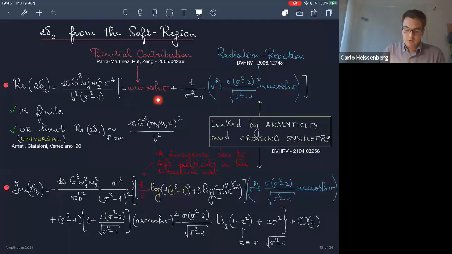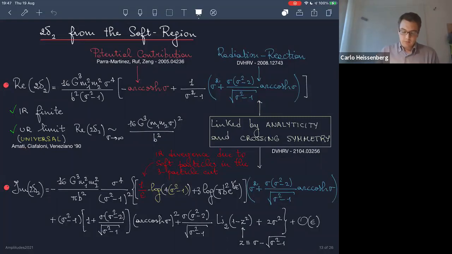And in fact, as also mentioned by Thibault, the interplay between these types of contributions is crucial in order to restore the agreement of this result with the high energy limit. In particular, the potential contributions alone will have a logarithmic enhancement with respect to the known universal ultra-relativistic limit, and instead the sum of the two precisely reproduces the agreement with the result. In particular, the result is by Amati, Ciafaloni, and Veneziano.